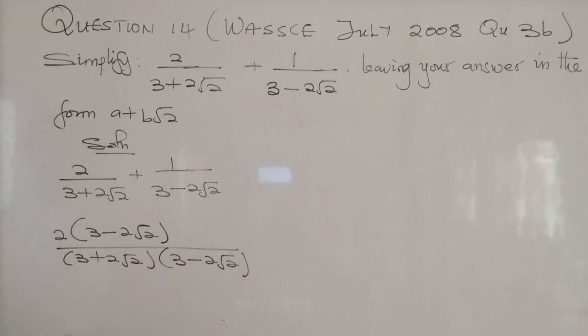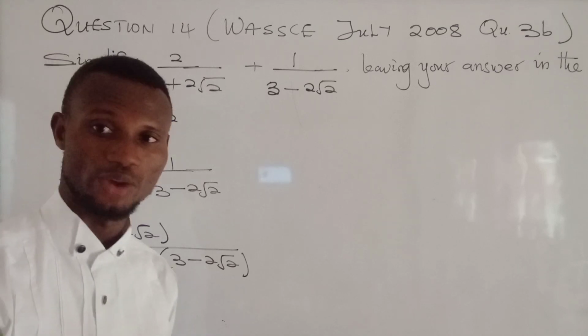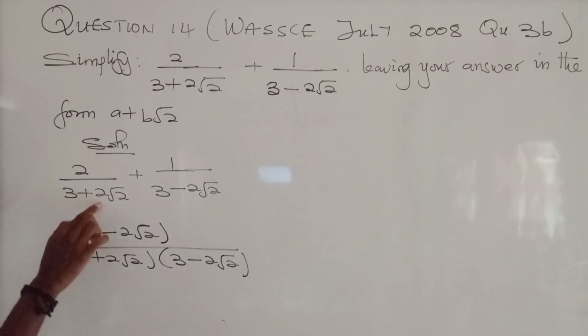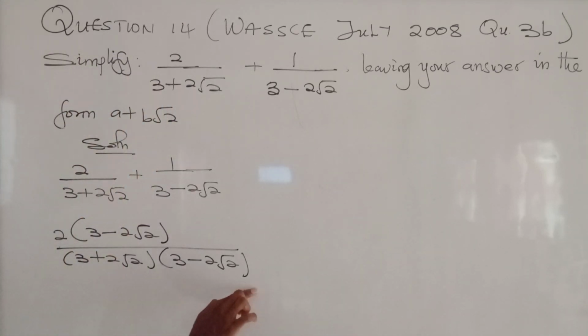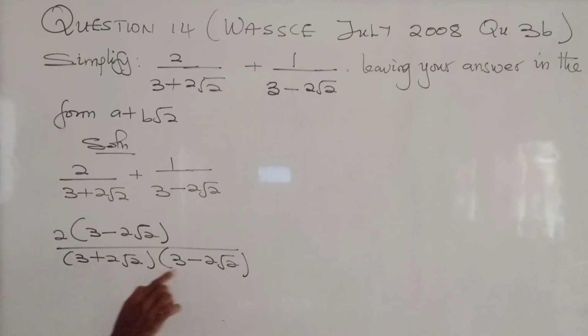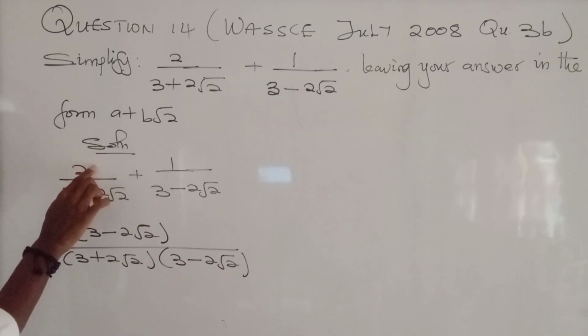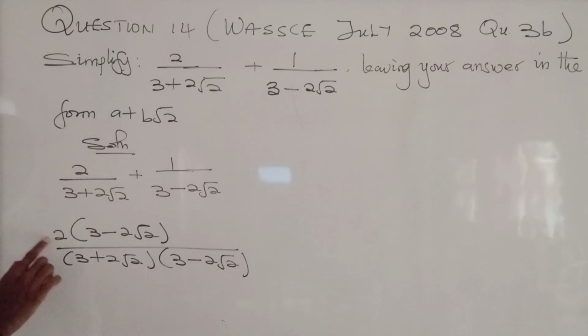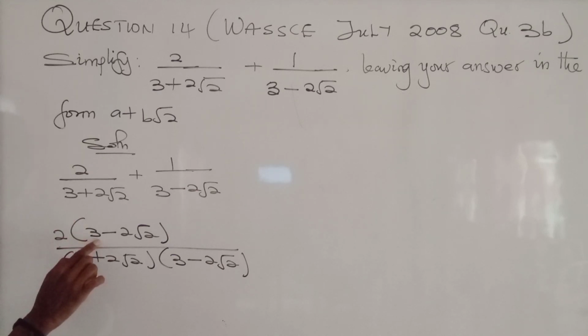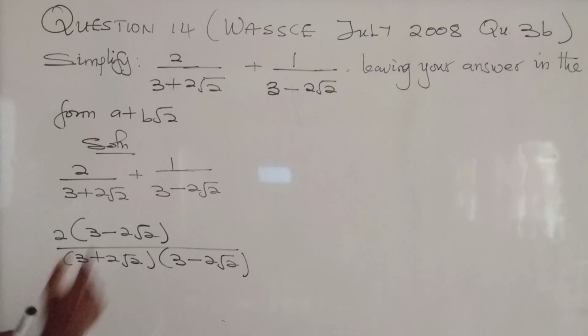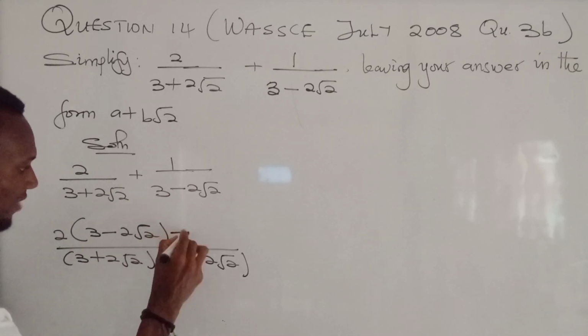I hope you understand and you agree with me up to this point. Okay, so this 3 plus 2 root 2 goes into the LCM and it is left with 3 minus 2 root 2, and that 3 minus 2 root 2 will multiply the numerator, which is the 2 that we have here. So we have 2 multiplying 3 minus 2 root 2 in brackets. Then we bring our addition sign, which we have here.